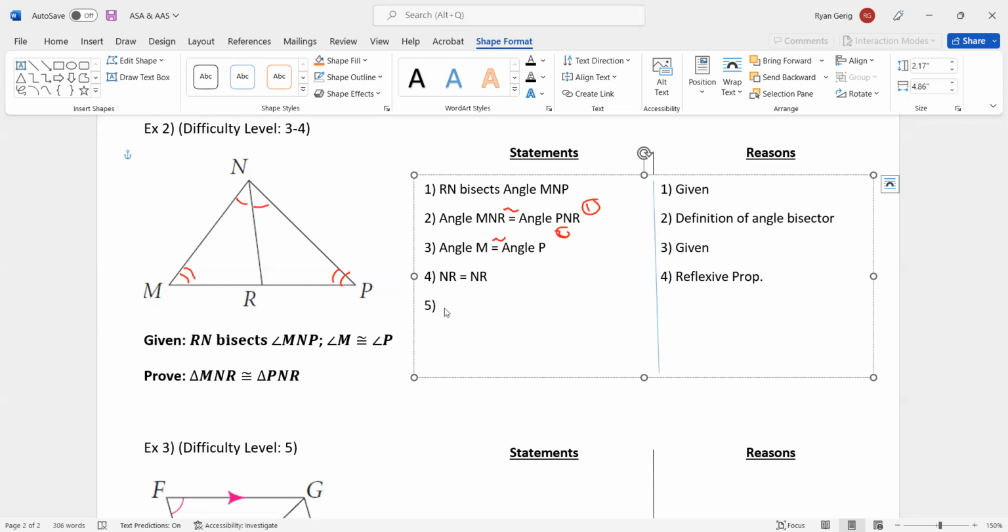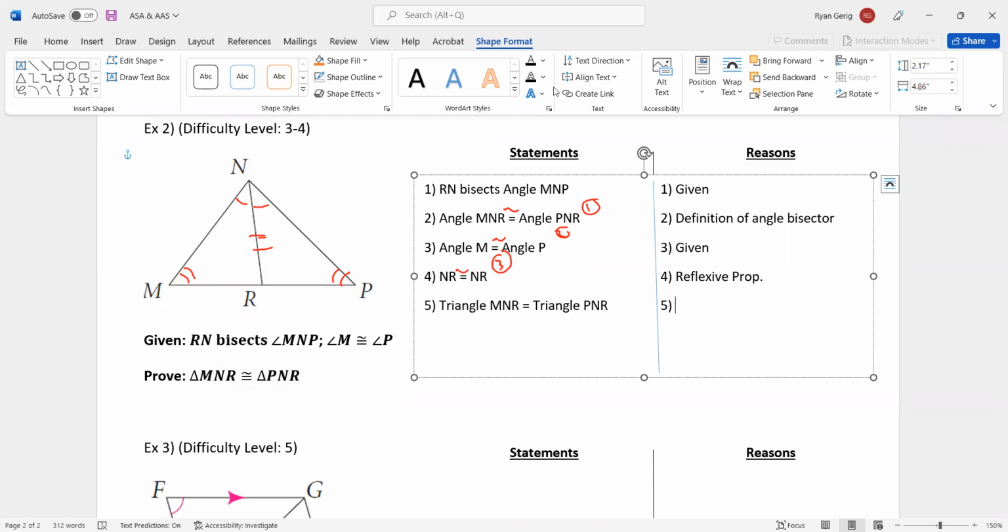Okay, and that's the third piece. Go ahead and mark it. Okay, congruent to itself. So now I can say the triangles are congruent. I'm going to copy what I'm trying to prove. So triangle MNR is congruent to triangle PNR.